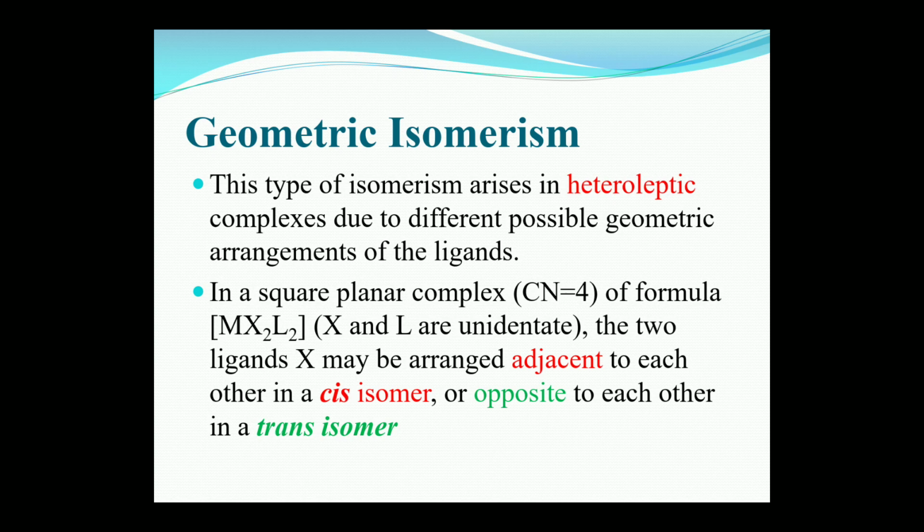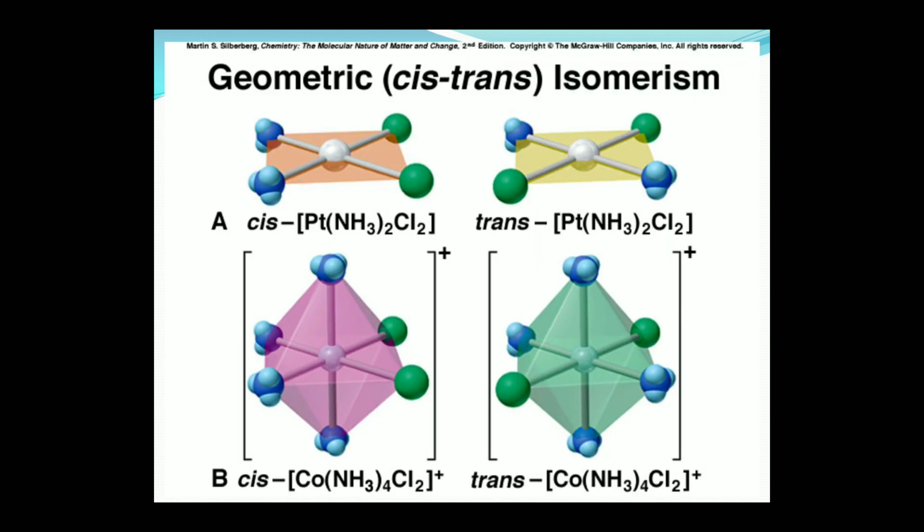So basically geometrical isomers are cis and trans. When both the atoms or ligands are present on the same side, then it is known as cis isomerism. When they are present diagonally, then the complex is known as a trans isomer. Here you can see through pictorial presentation, I try to make you understand. Here you can see geometrical cis and trans isomerism.